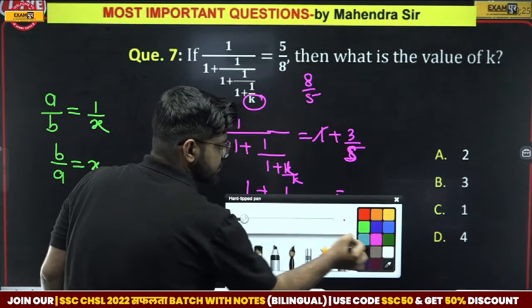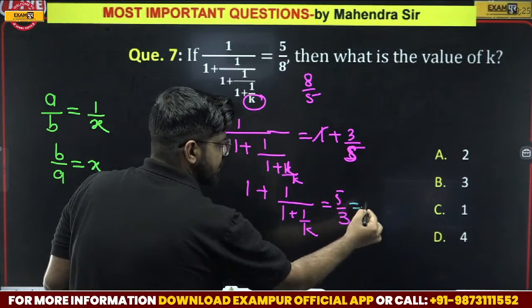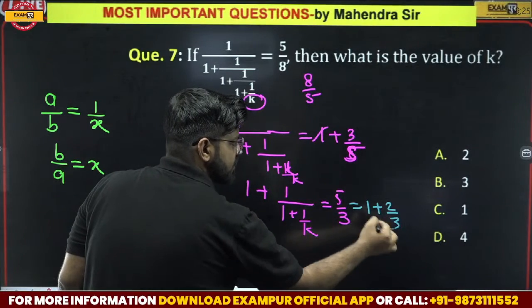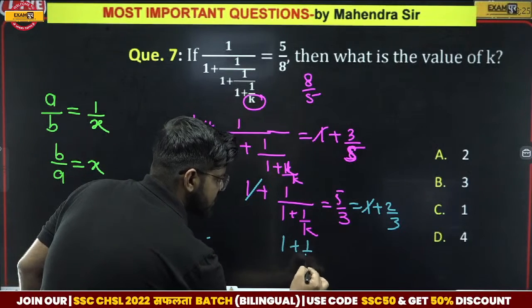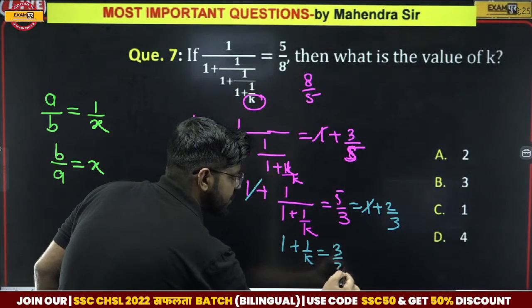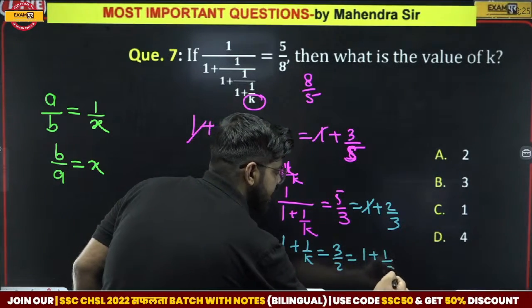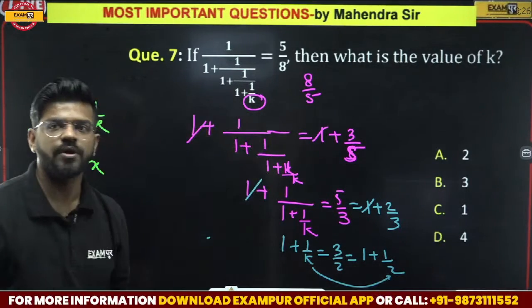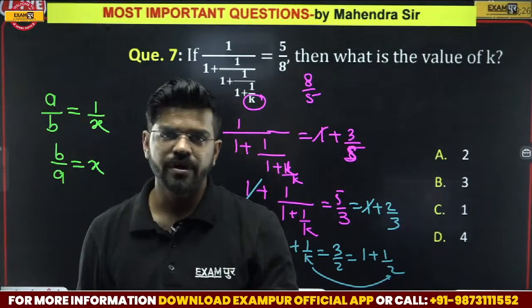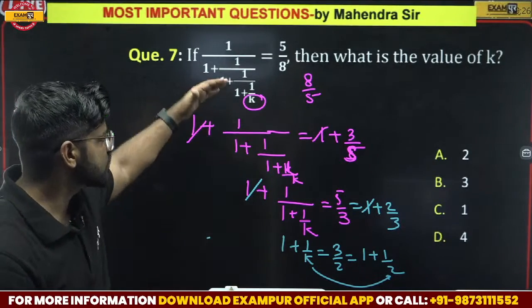And now again we can write it 1 plus 2 by 3, and this 1 gets cancelled out, and again we reverse it. So when we reversed it, we will get 3 by 2 here, and again we get 1 plus 1 by 2. When we compare both of these, we will get 2, okay? So this you have to do here, nothing else, okay? So this is the basic process.